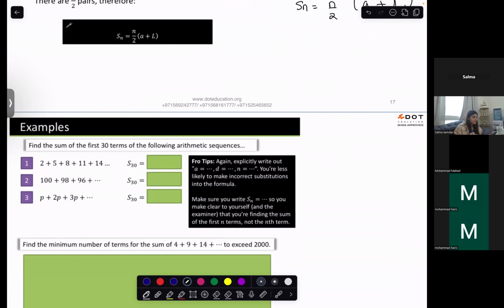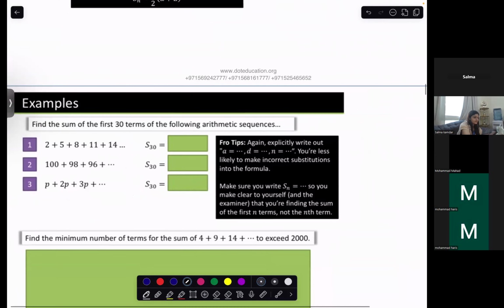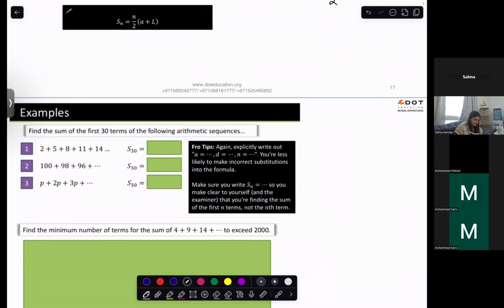Let's do this. Sum of the first 30 terms. How would you write? We'll do n, which is going to be 30 divided by 2. Now, first give me all the things that you need. Explicitly write down your A, D, N so that you don't do any incorrect substitutions. What is your A?